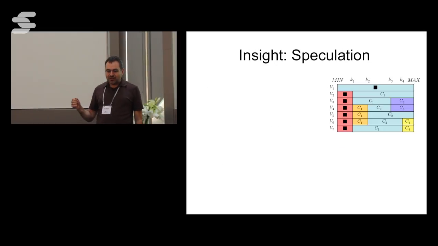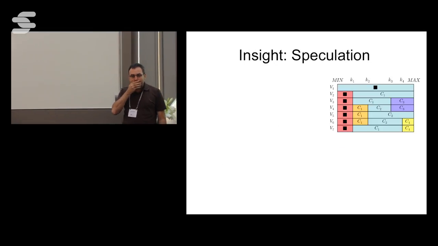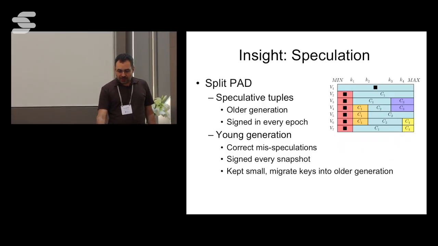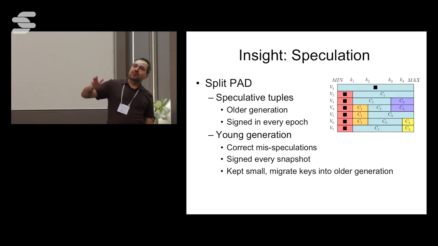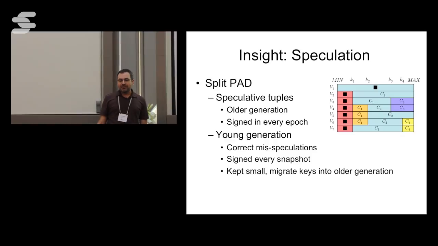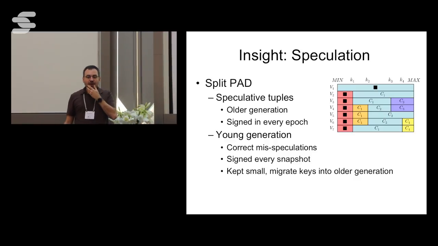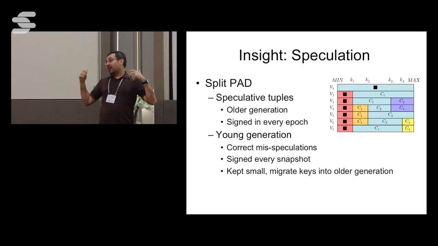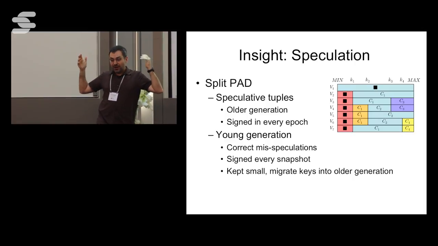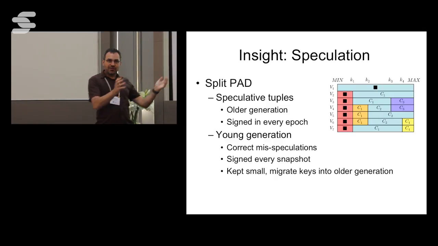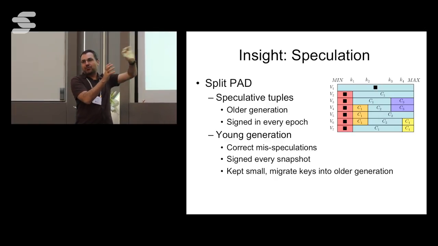So here's how we're going to get some more efficiency. We call this speculation. The idea is that I can have multiple versions of this data structure. I can have a data structure that says, I think, I guess, I hope that this key will be constant for the next 10 versions. And then I can have another data structure that says, oh no, that was wrong.